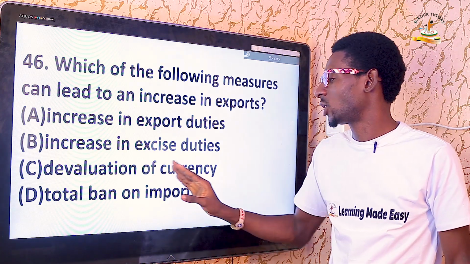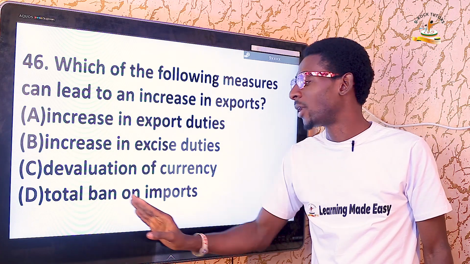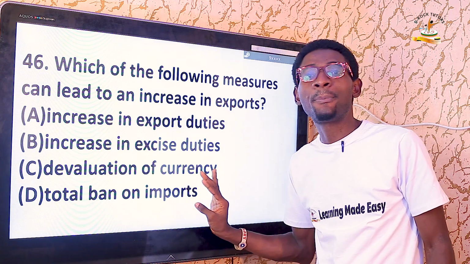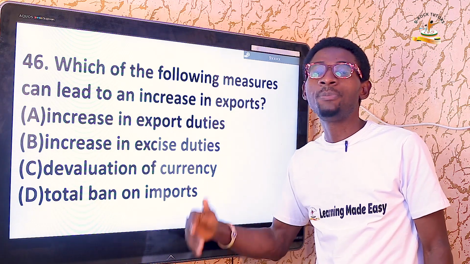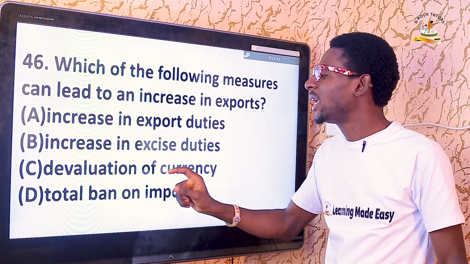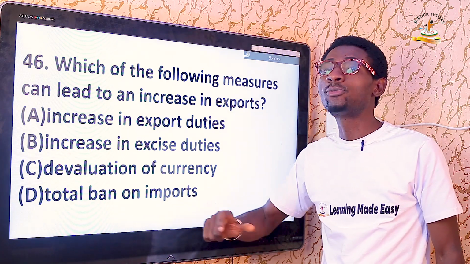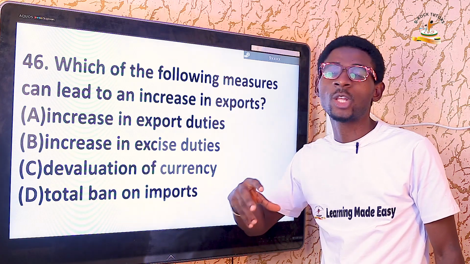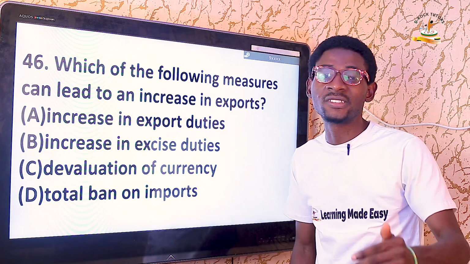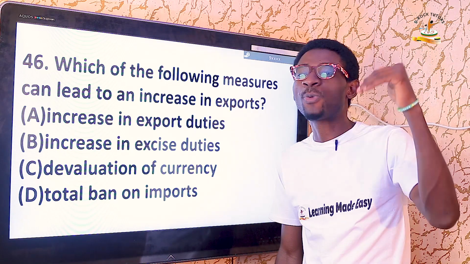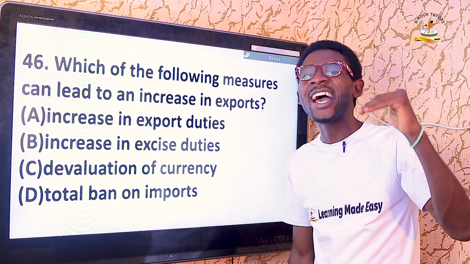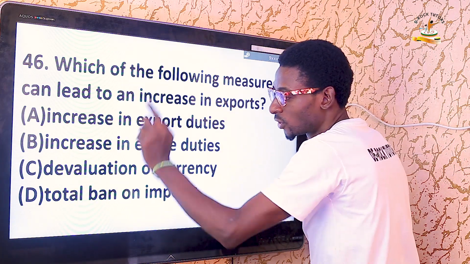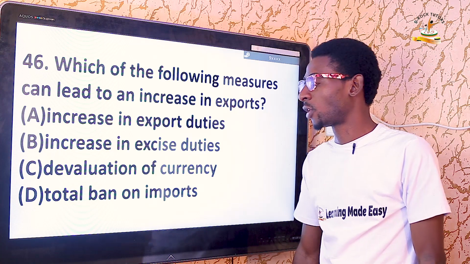And we have devaluation of currency. We have total ban on imports. Now, total ban on imports only has an effect on importation. That is what we're talking about, import restriction. Why devaluation of currency? It will help to promote exportation. How? Because it is a conscious policy of the government to devalue its own currency in order to encourage exportation. So it's one of the methods of export promotion strategy. So the answer there is option C. 46 is option C, devaluation of currency.